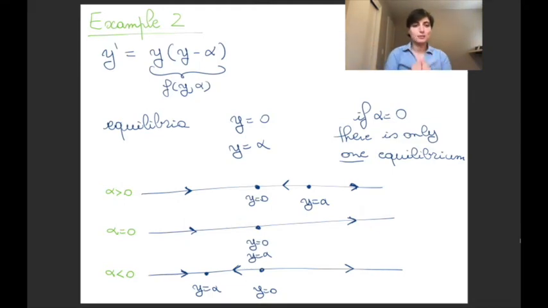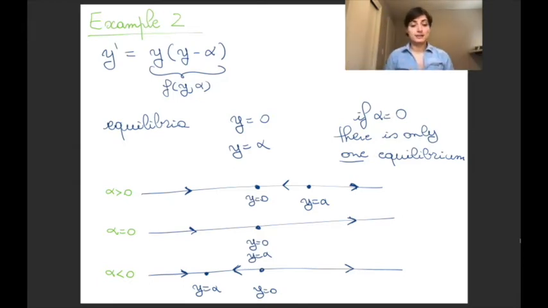When alpha is equal to 0, you will notice that the right-hand side of your ODE, f(y, alpha), becomes y squared. Y squared is either 0 or positive. So everything has either a 0 derivative, that is at y equals 0, or y equal to alpha because alpha is equal to 0. Everything else is tending to the right.